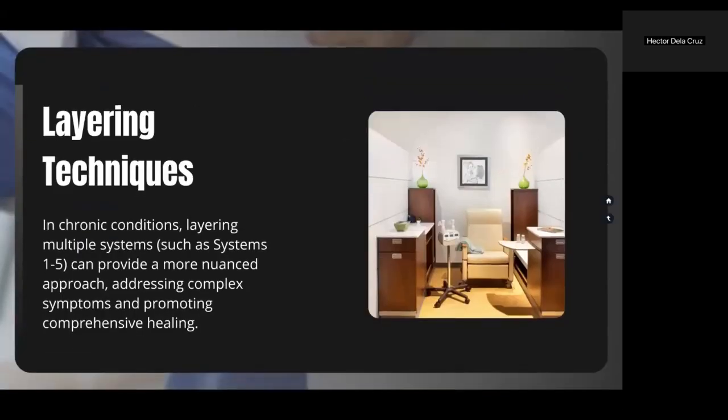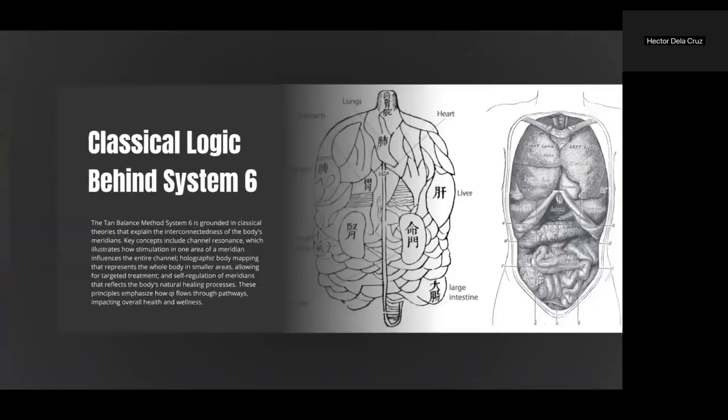In chronic conditions, layering multiple systems, such as Systems 1 to 5, can provide a more nuanced approach, addressing complex symptoms and promoting comprehensive healing.